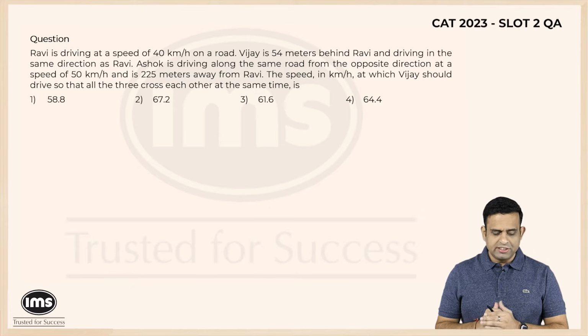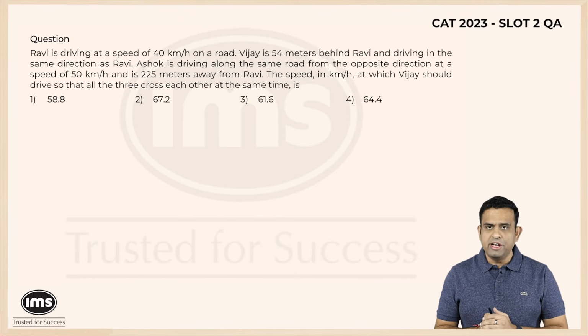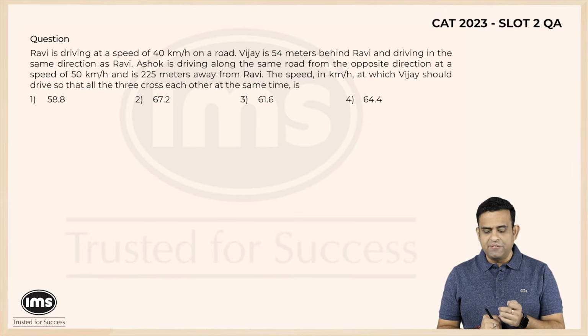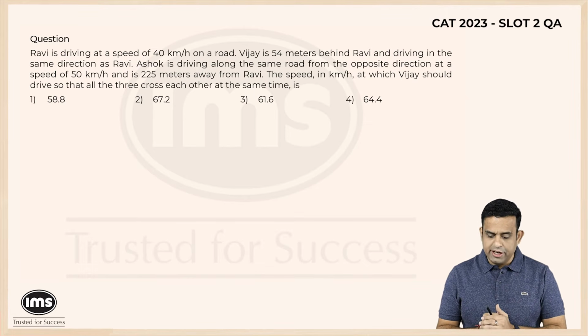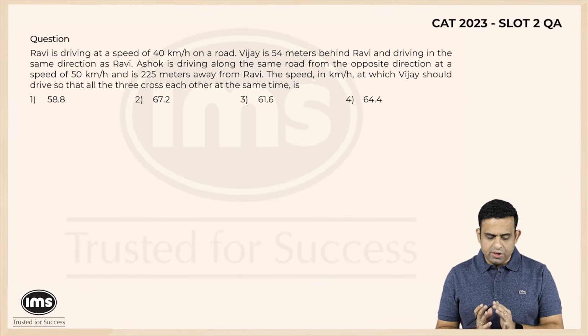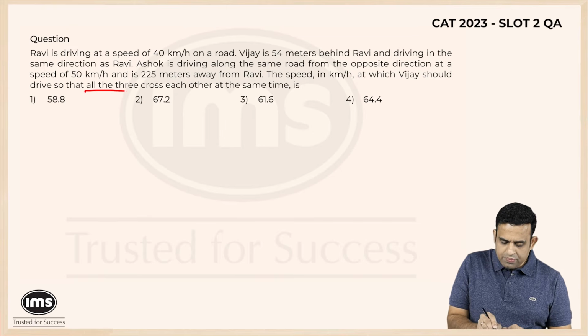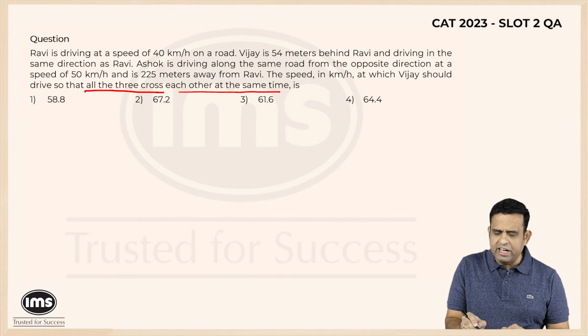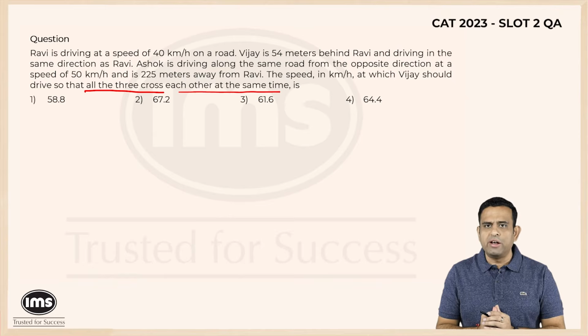In the next sum, it says that Ravi is driving at a speed of 40 kmph on a road. Vijay is 54 meters behind Ravi and driving in the same direction as Ravi. One more person, Ashok, is driving along the same road from the opposite direction at a speed of 50 kmph and is 225 meters away from Ravi. The speed in kmph at which Vijay should drive so that all three cross each other at the same time. This is a very, very important point, that all three are crossing at the same time.